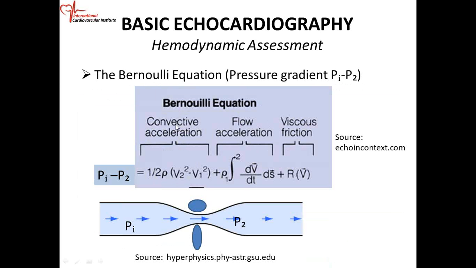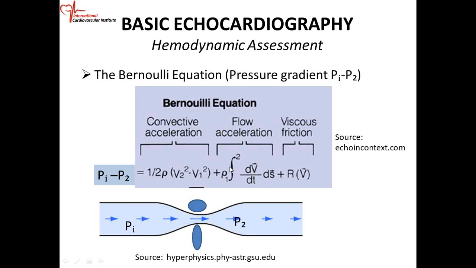So the convective acceleration is equal to half rho times the velocity at point 2 squared minus the velocity at point 1 squared. Okay, so this is the convective acceleration. It is equal to half rho, and rho is the density. V2 is the velocity at the obstruction. V1 is the velocity at point 1. Okay, so this is the convective acceleration.